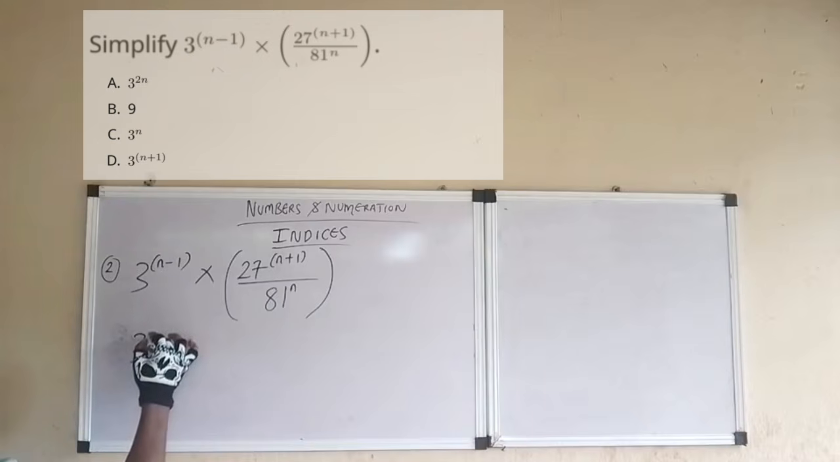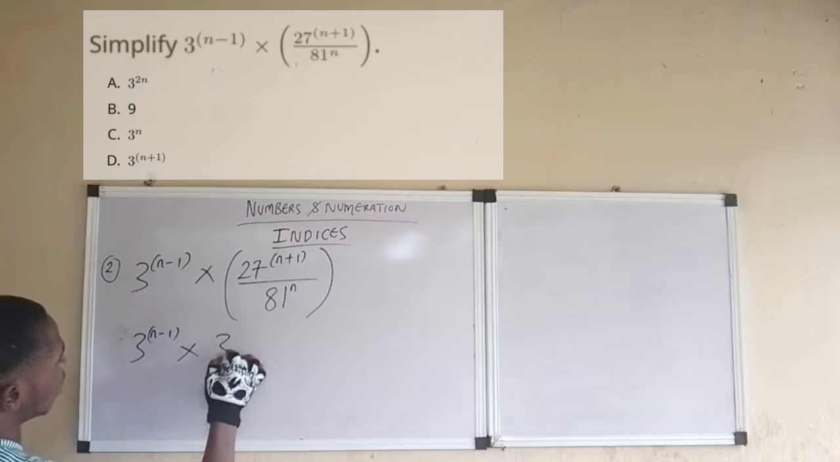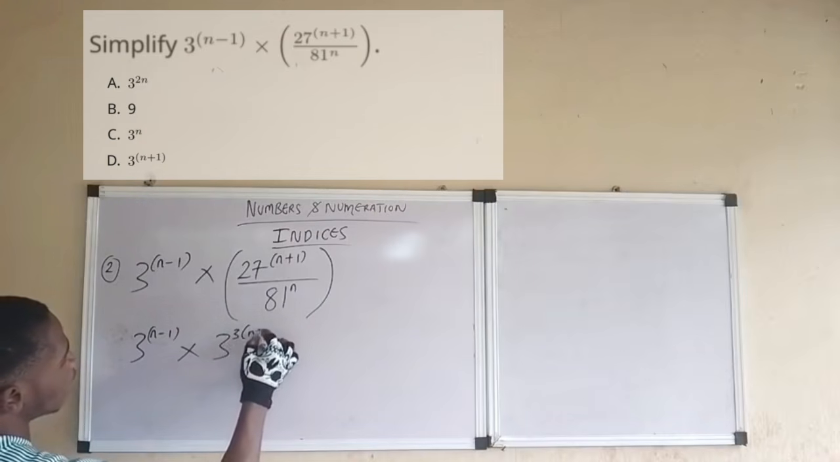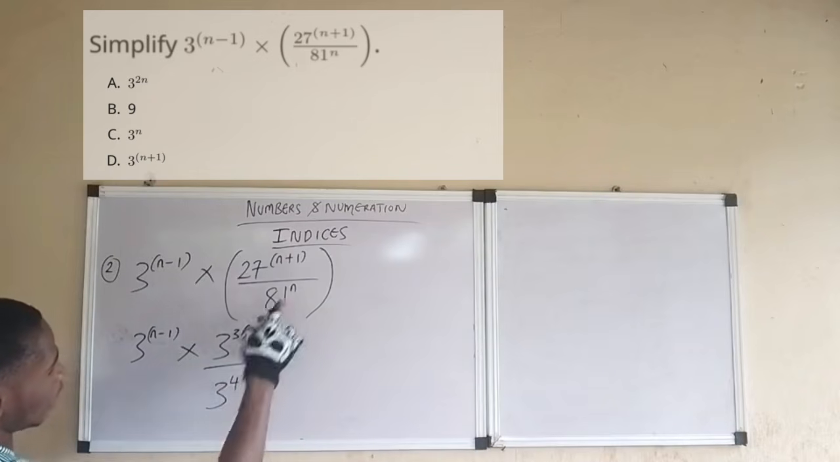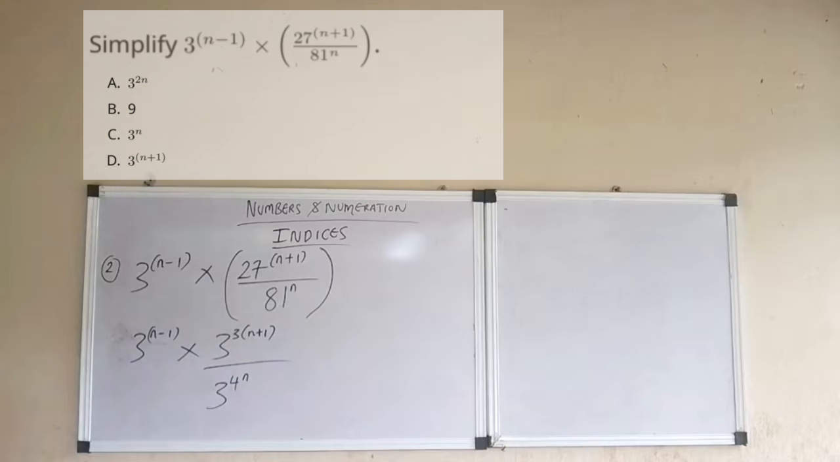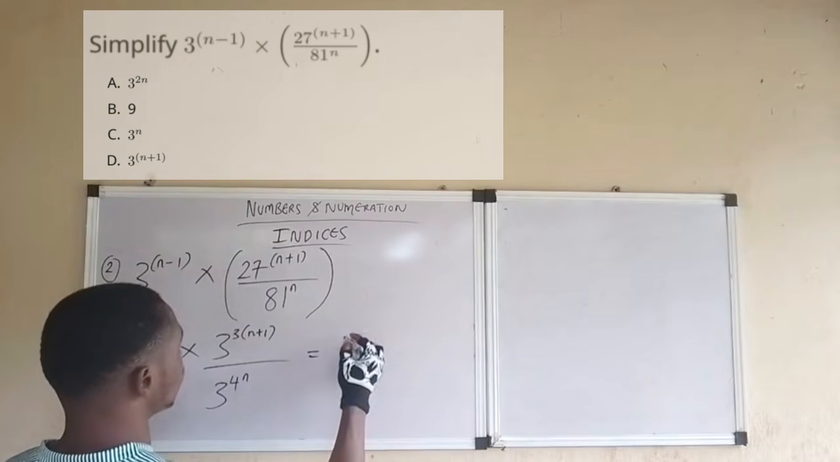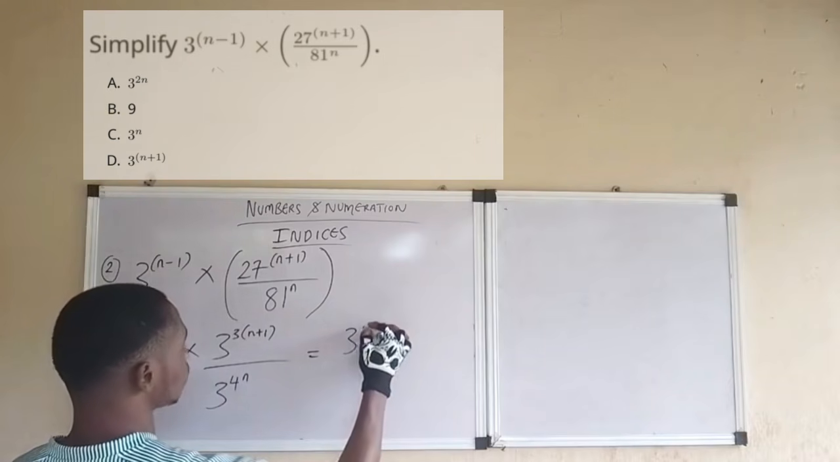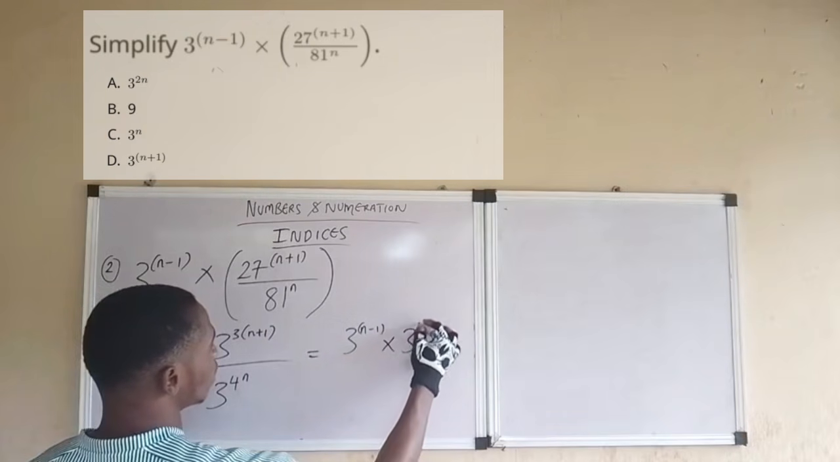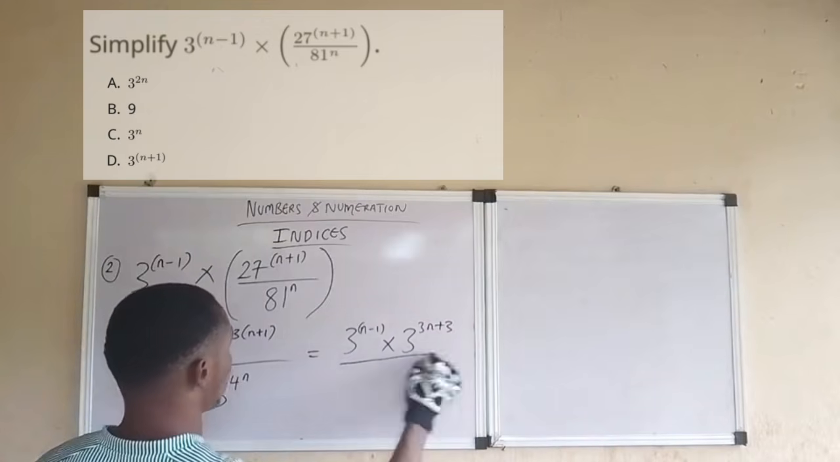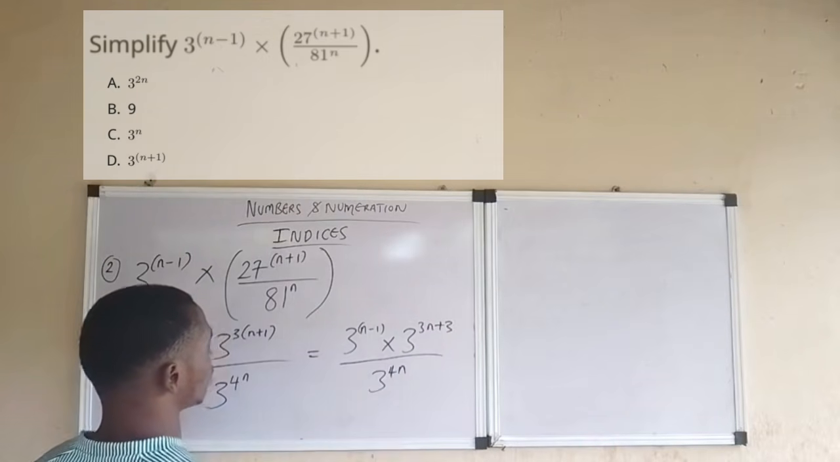Now we have 3 raised to power n minus 1 times 27, which can be expressed as 3 raised to power 3, so we have open brackets n plus 1 here. 81 can be expressed as 3 raised to power 4, then we have times the n. You understand? So what can we also do in this case? We apply the laws of indices, but let's simplify further so that we don't get confused. So here we have 3 raised to the power n minus 1, times 3 raised to the power 3n plus 3, all divided by 3 raised to the power 4n.